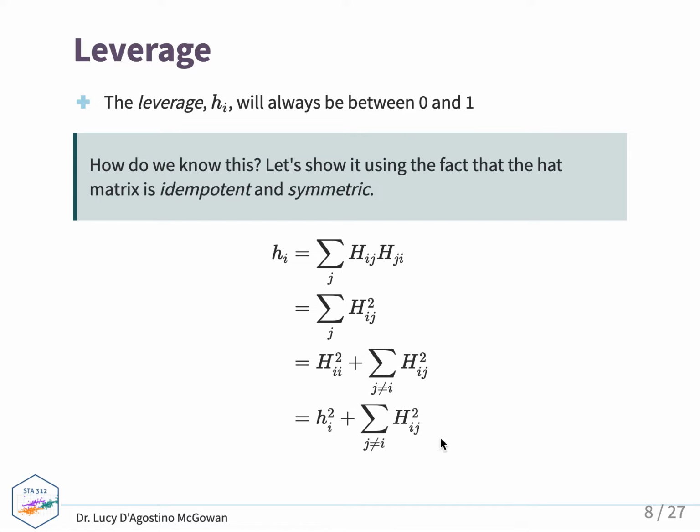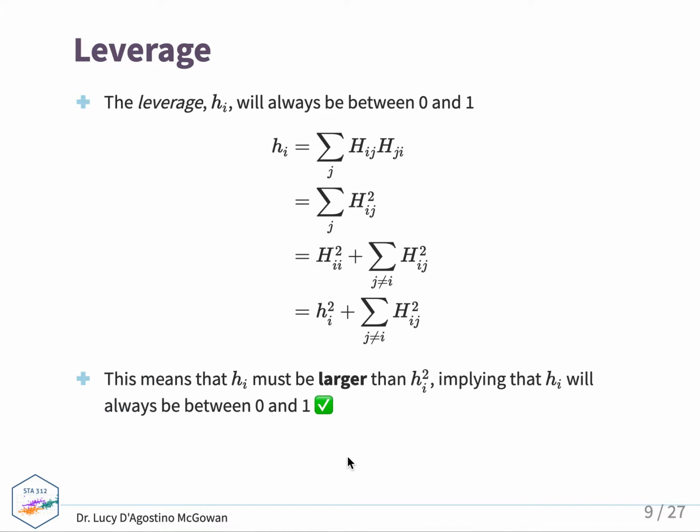And so because these are squared, we know that this summation is going to be positive. And so hi is equal to hi squared plus something positive. That means that hi must be greater than hi squared. And so when is a number going to be greater than itself squared? Well, that's only when it's between 0 and 1. So this implies that hi must be between 0 and 1. So we know that these leverage points are going to be between 0 and 1.